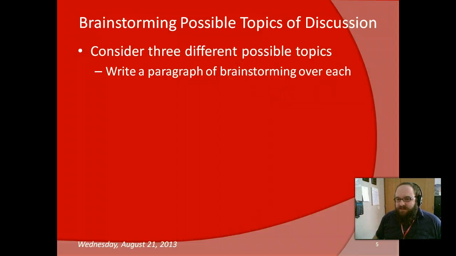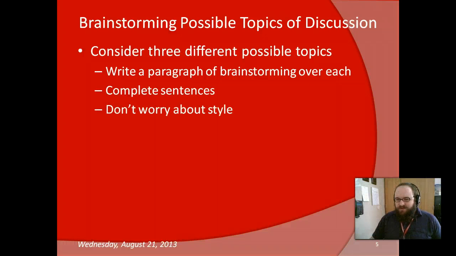And in the class website, I've created 3 separate assignments. I want you to write a paragraph of brainstorming over each possible topic that you think of. Make sure that your paragraph is in complete sentences. Don't worry about writing style. Make sure that your sentences flow together. But this isn't really a short answer response or an essay paragraph. This is just your ideas down on the screen so that you can verbalize your brainstorming in text.